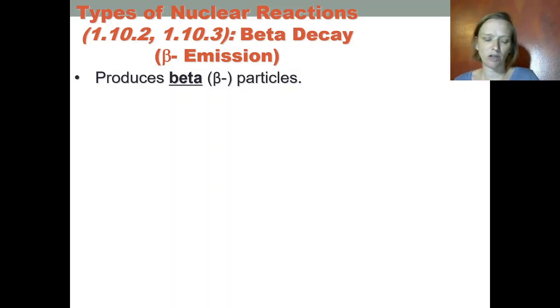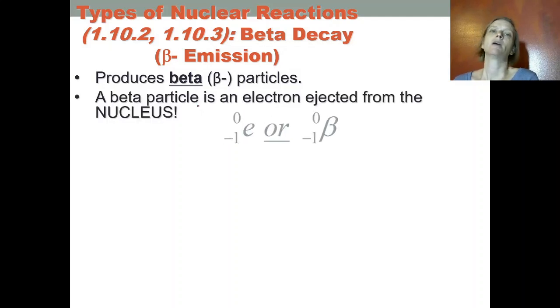The next kind of nuclear reaction is called a beta decay. And not surprisingly, beta decay can also be called beta emission. It produces beta particles. Remember, a beta particle, we can call it an electron, or we can write it with the Greek letter beta. But this electron isn't a normal electron that orbits around the outside of an atom. It's actually an electron that came from the nucleus. There shouldn't be any electrons in the nucleus.